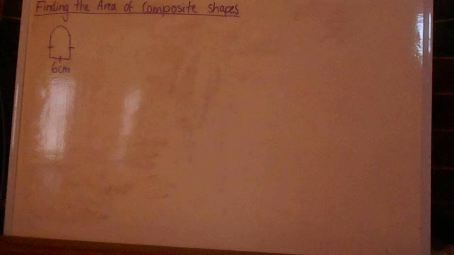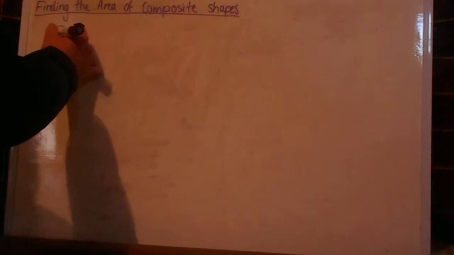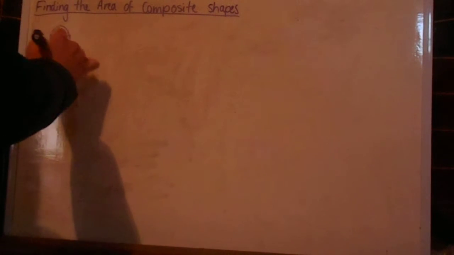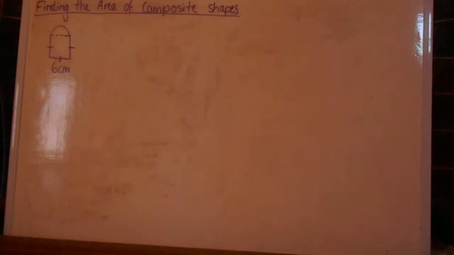So what we do with a composite shape is we basically just split it into smaller, more manageable shapes that are easy to find the area of. So the first thing I'm going to do is draw a little line here to show that I have a square here and a semicircle on top, and that's going to make it a lot easier for me to find the area of the total shape.